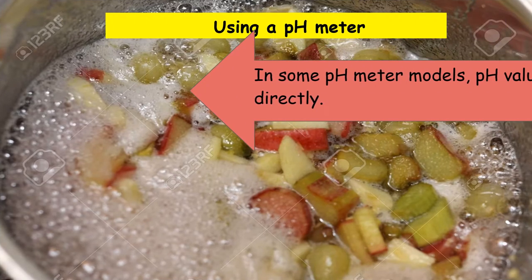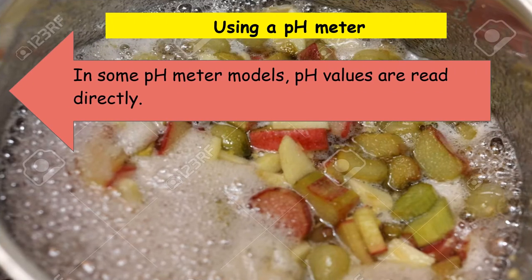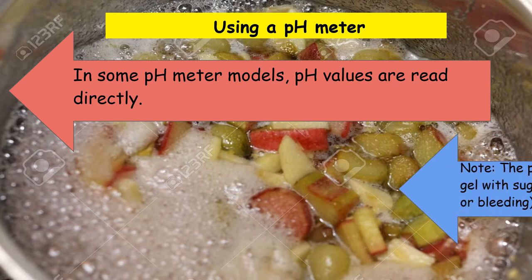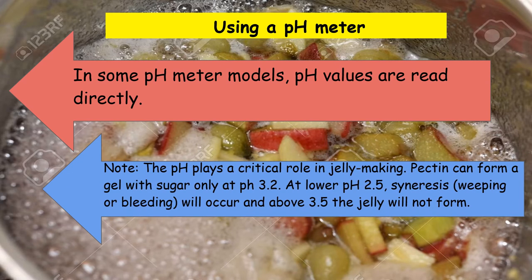Using a pH meter. In some pH meter models, pH values are read directly. Note, the pH plays a critical role in gel making. Pectin can form a gel with sugar only at 3.2 pH. At lower pH, 2.5, syneresis, weeping, or bleeding will occur. And above 3.5, the jelly will not form.